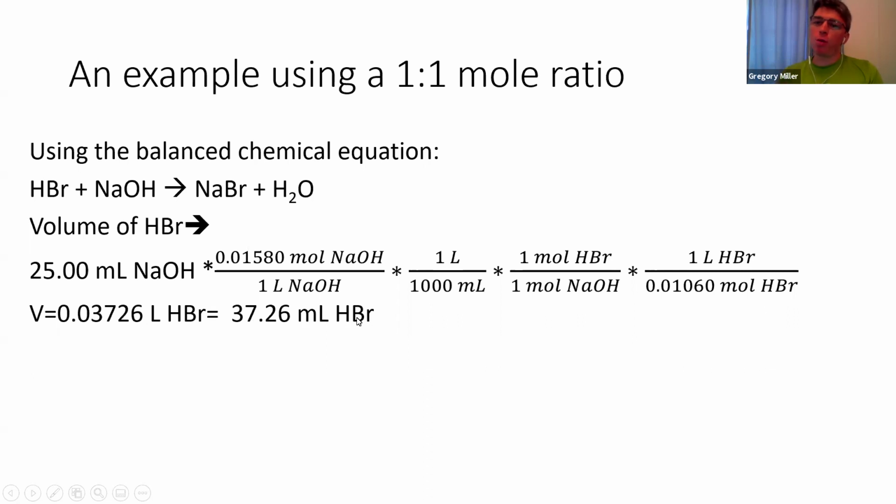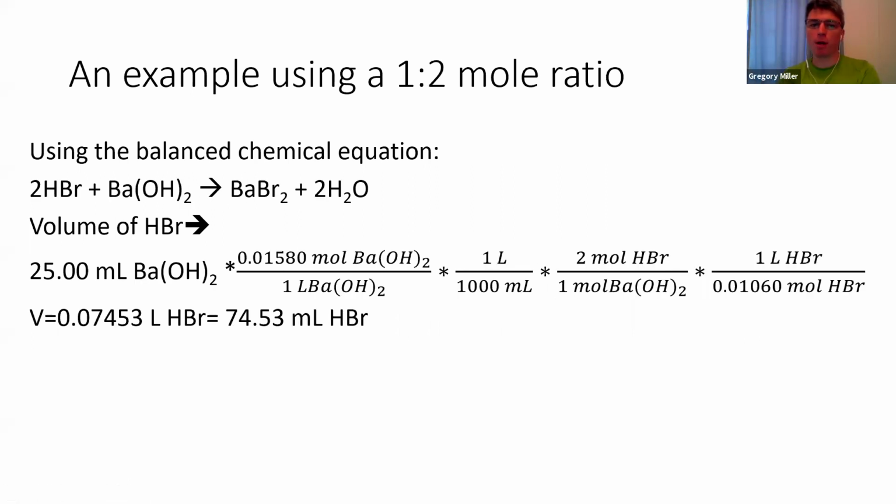What you can also do is find the concentration. If you knew the volume of your HBr, but not the concentration, you could do something very similar and get the moles divided by the liters to find the concentration of HBr.